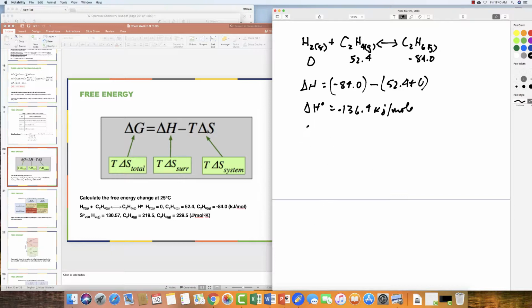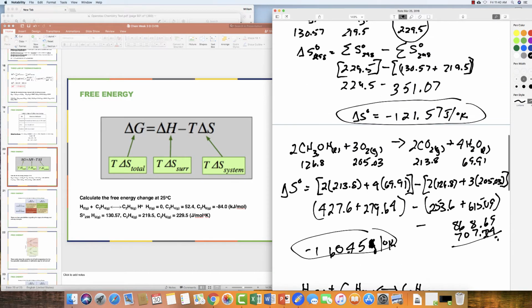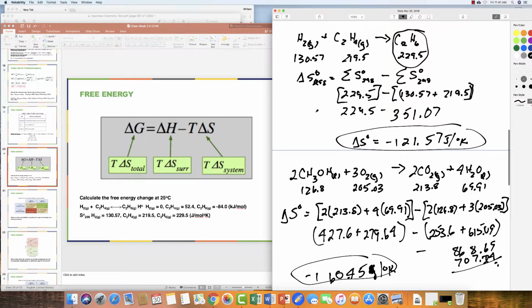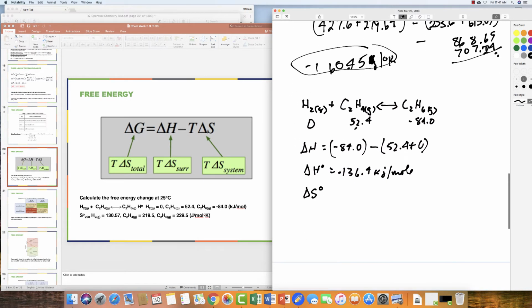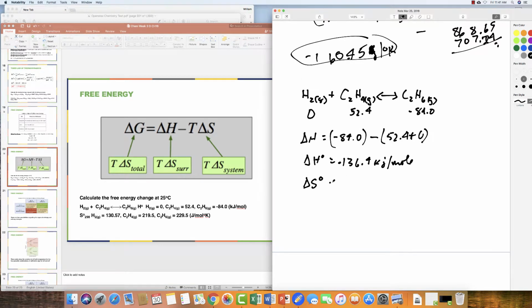Now in the previous problem, we already calculated delta S0. So let's take a look back at what that number was. It's right here. You see, this is the same reaction. So this is minus 121.57. Now watch the units here. This is going to be joules per mole degree Kelvin. Okay, so it's joules instead of kilojoules. So when we do this calculation here, we're going to have to take that into account.